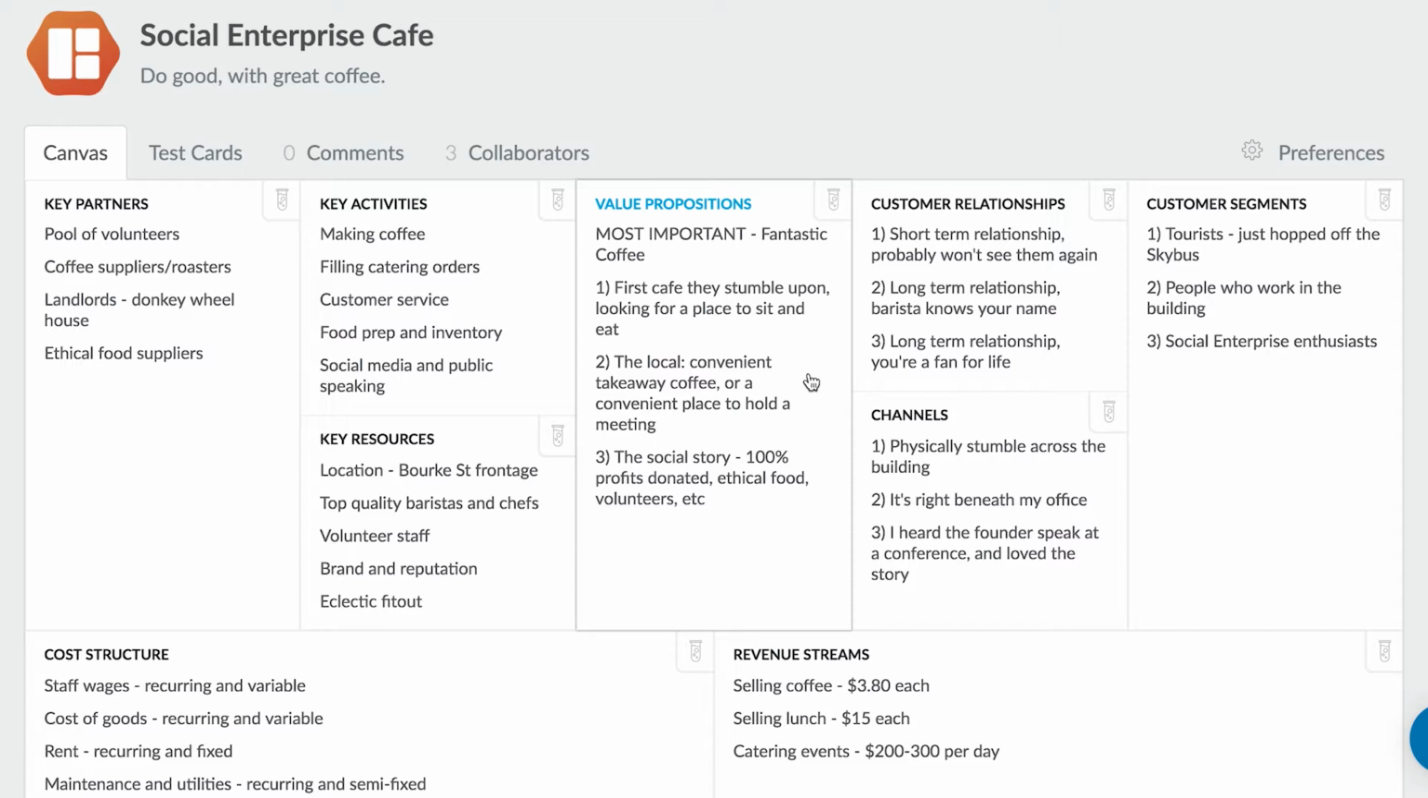Our second group of customers are probably people who work in the nearby area. So these are people who are looking for, again, quick coffee, somewhere to take a client, somewhere to take a break, and they want somewhere that's convenient, somewhere that's comfortable.